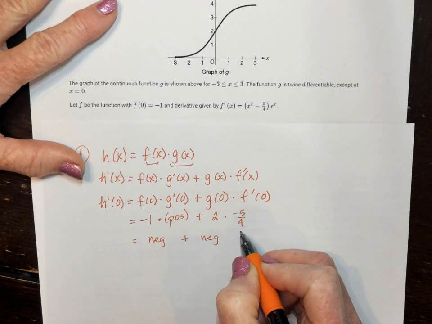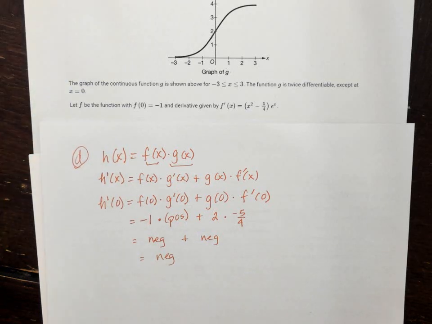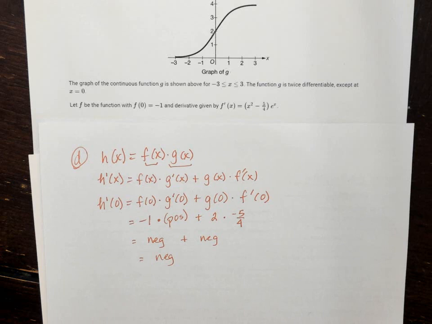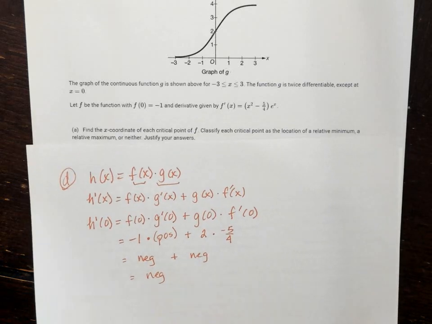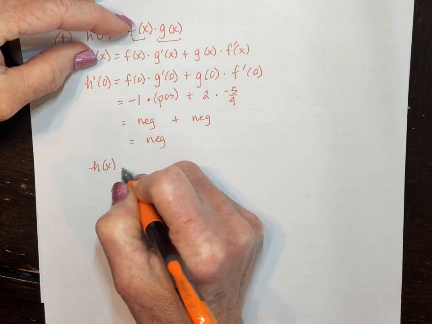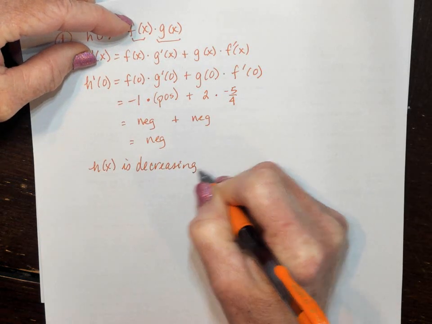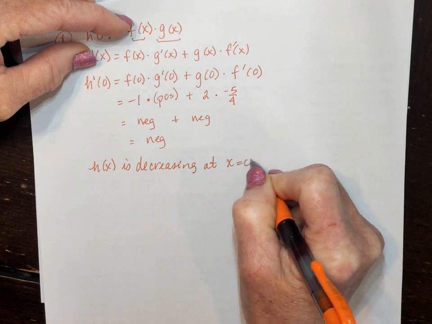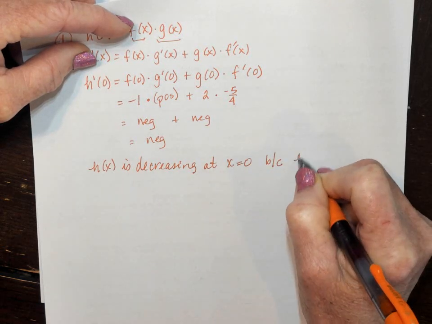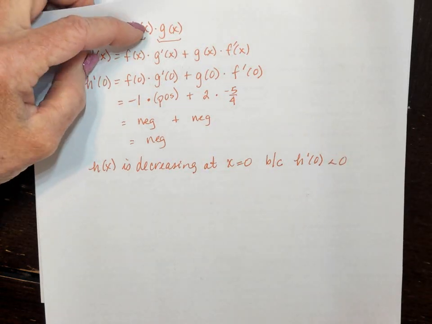Honestly, it doesn't even really matter because we know that H prime is going to be negative, which means that H is decreasing. H of x is decreasing at x equals 0 because H prime of 0 is less than 0.